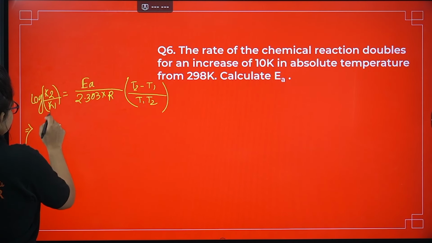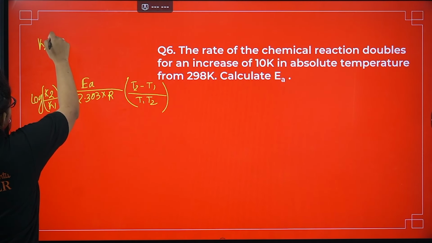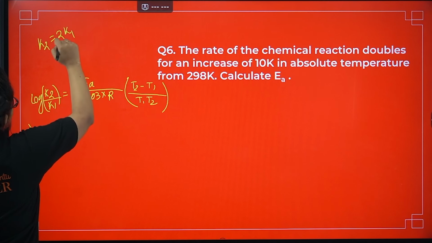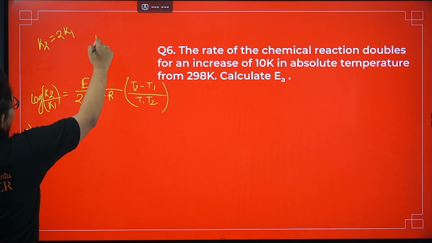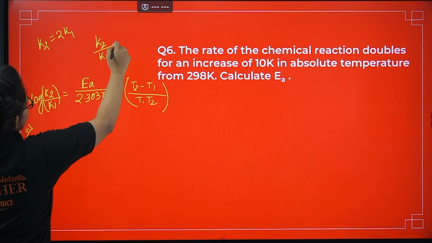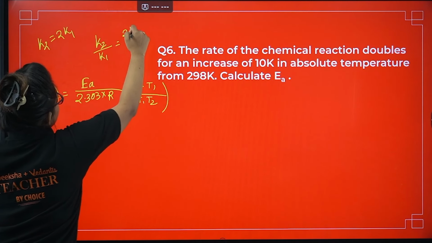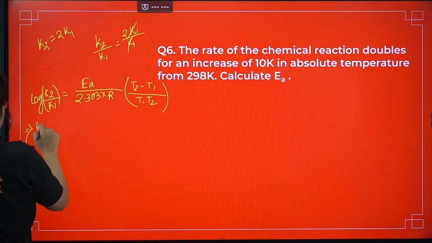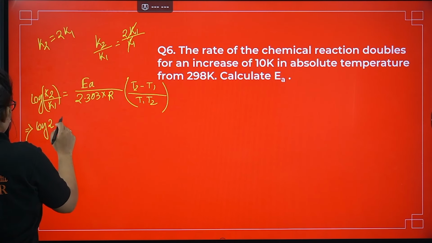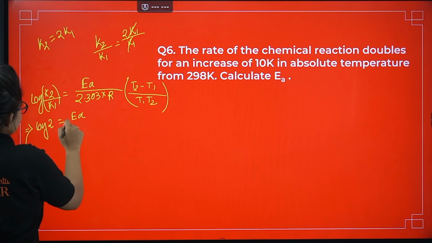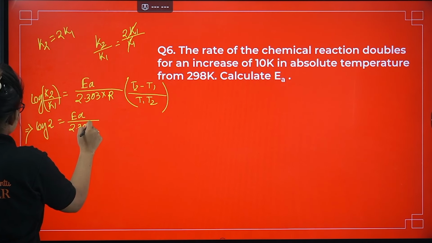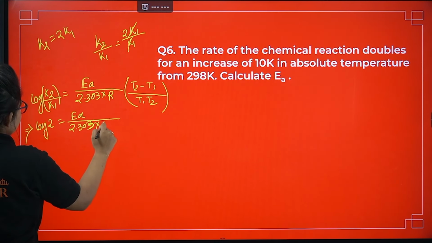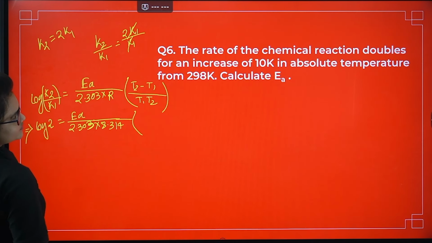So here they are saying K2 is basically 2 into K1, right? So if I put K2 by K1, that is 2 into K1 by K1, it will be cancelled out, so I will get log 2, right? So log 2 equals EA by 2.303 into 8.314. Here temperature, let's put.